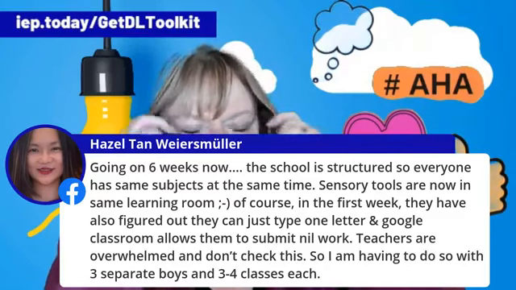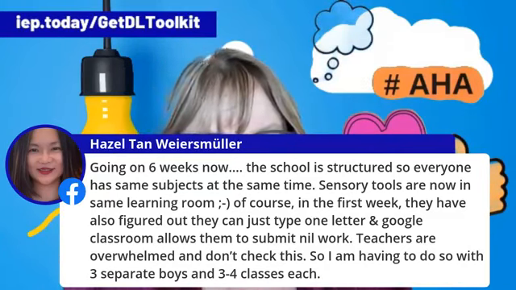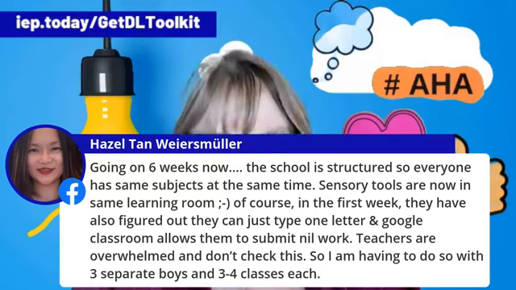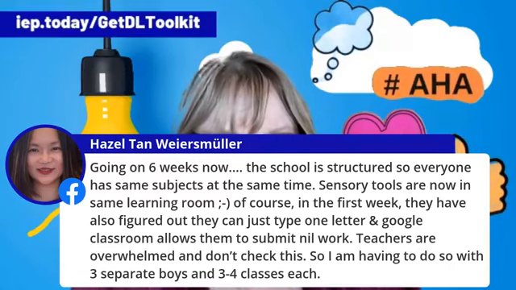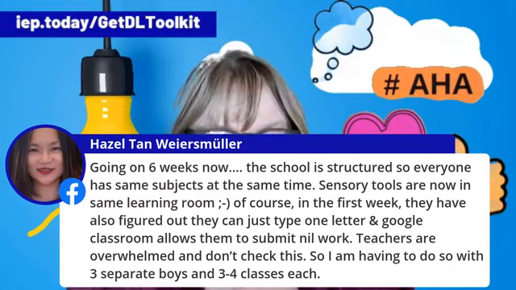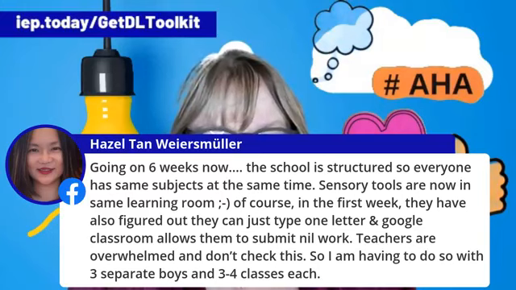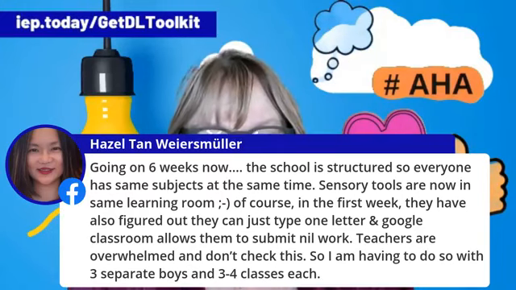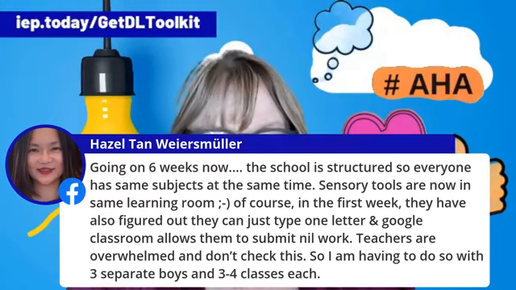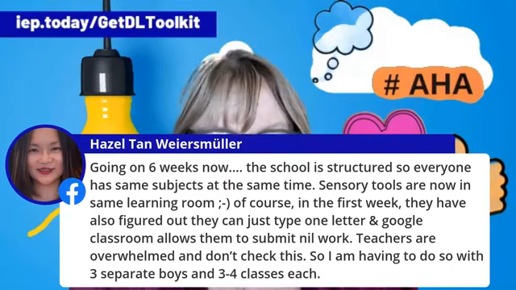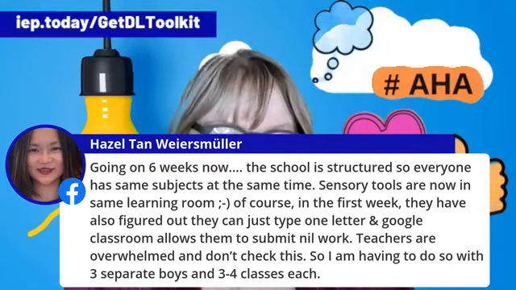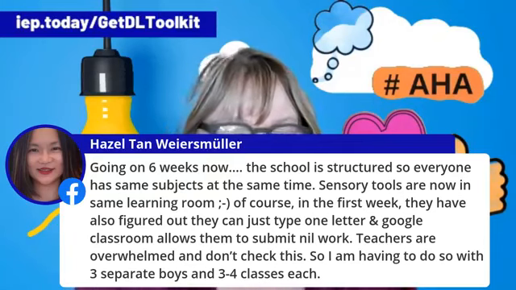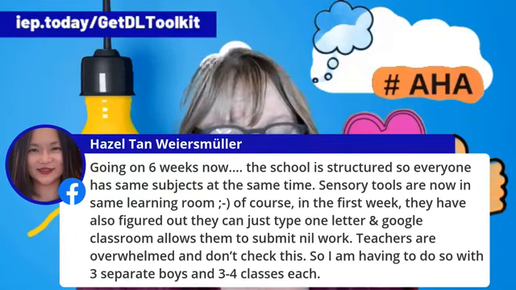Hazel said they're going on 6 weeks now. The school is structured so everyone has the same subjects at the same time. Sensory tools are now in the same learning room, of course. In the first week, they also figured out they can just type one letter and Google Classroom allows them to submit nil work. Teachers are overwhelmed and don't check this. So I'm having to do so with 3 separate boys and 3 to 4 classes each. Yeah, I mean, that's huge, right?